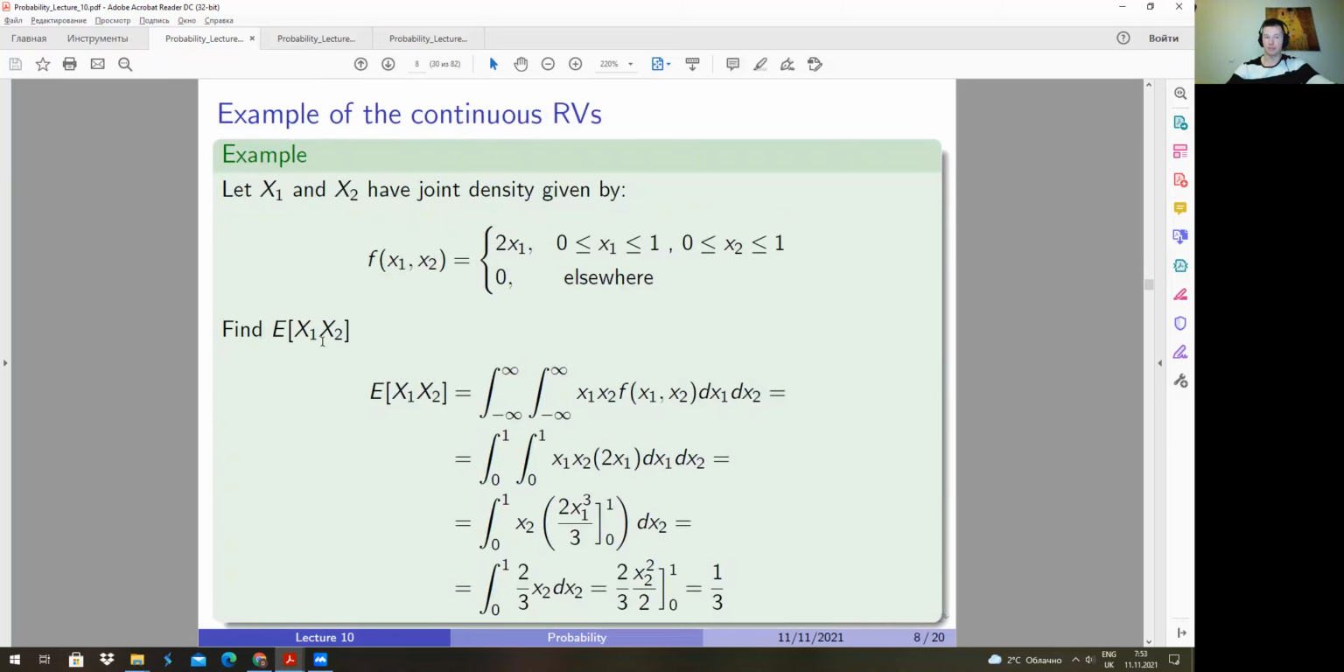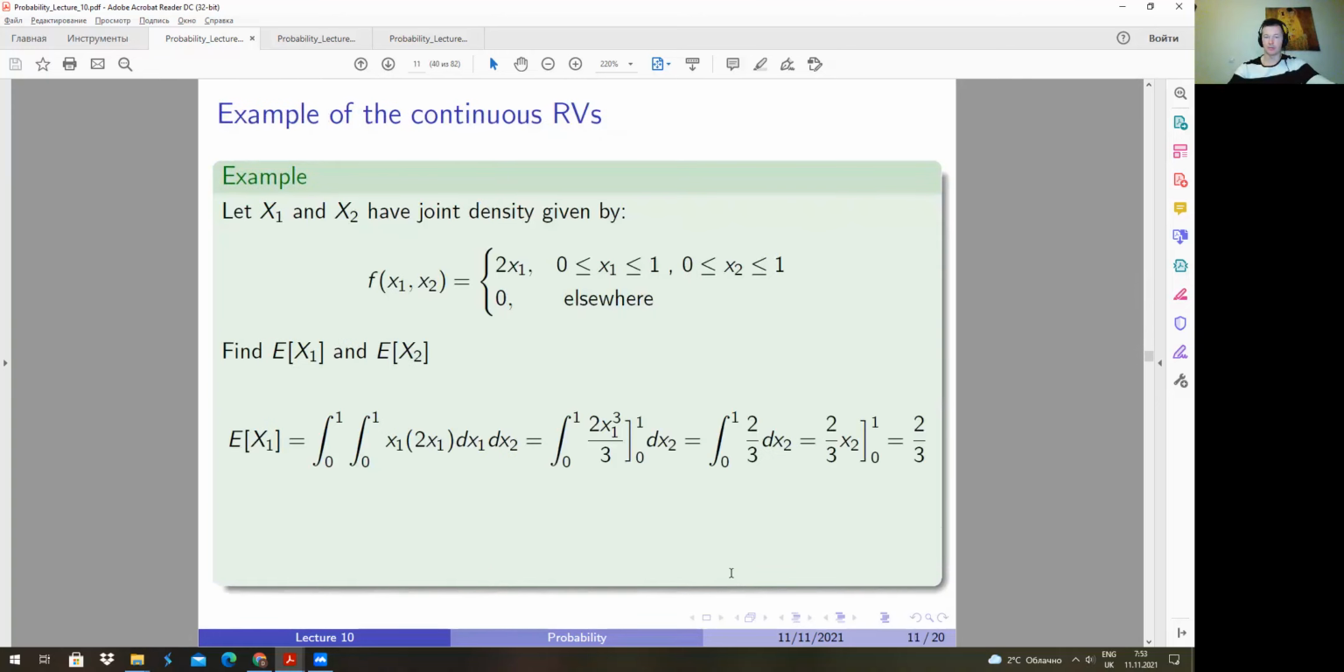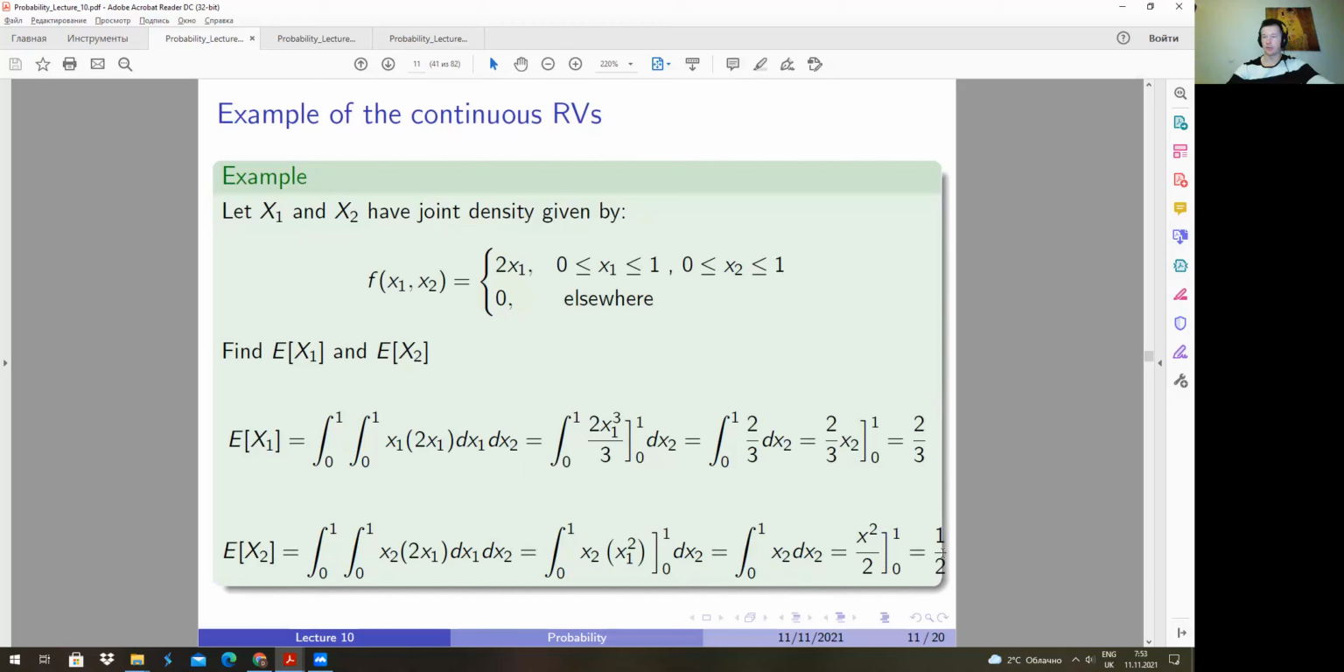So we know this expectation of x1, x2, which is 1 over 3. So remember this number, 1 over 3. And we know the expectations of x1 and x2 separately. It's 2 over 3 and 1 over 2. So multiply 2 over 3 by 1 over 2 to get 1 over 3. And then that expectation of x1, x2 minus product of these expectations gives us 0. So for two independent random variables, covariance is 0.